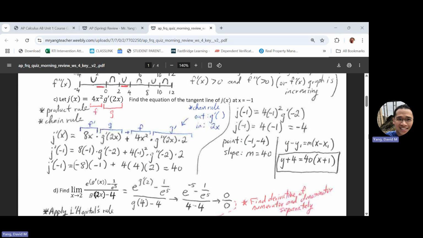And then replace every x with -1. And then you're just pulling values from your graph. G prime of -2 is just the ordered pair. G double prime of -2 is the slope of the G prime graph at -2.